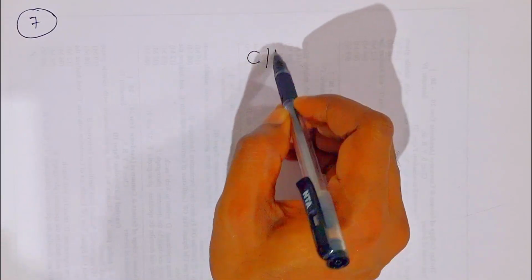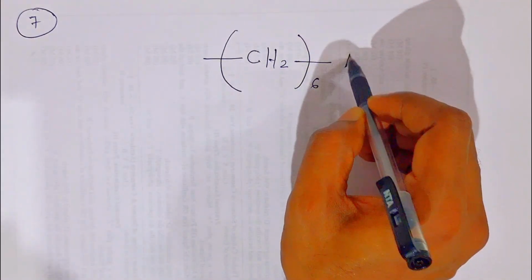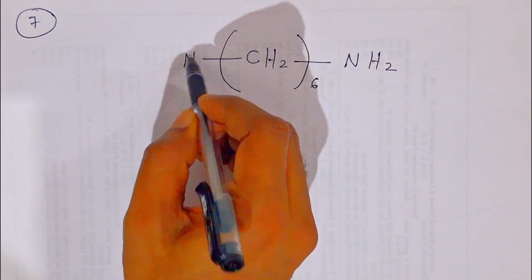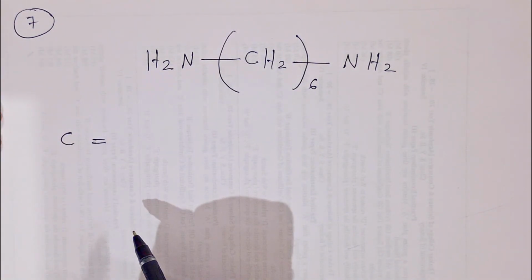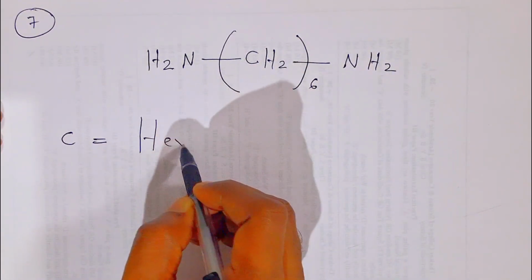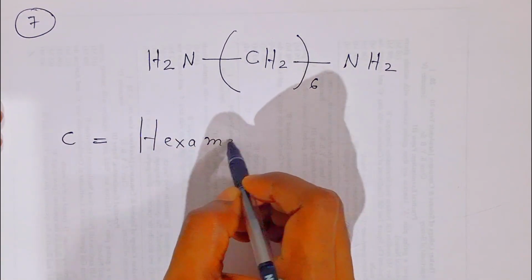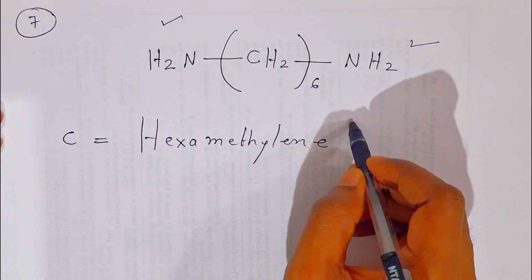Here students, you have methylene. Now how many methylene groups? If you have 6 methylene groups and it is attached to 2 ammonia groups, what will be the common name, students? The common name will be, since it is 6, we call it hexamethylene, and there are 2 amines, so we call it diamine.